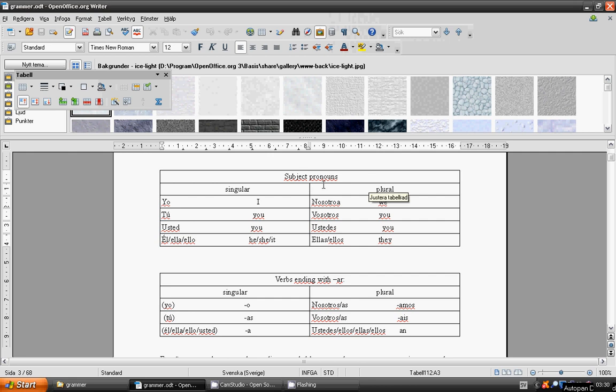Subject pronouns. Singular: I, yo. You informal, tú. You formal, usted. He or she or it: él, ella, ello. Plural form: we, nosotros, nosotras. You informal, vosotros. You formal, ustedes. They, masculine or feminine: ellos, ellas.